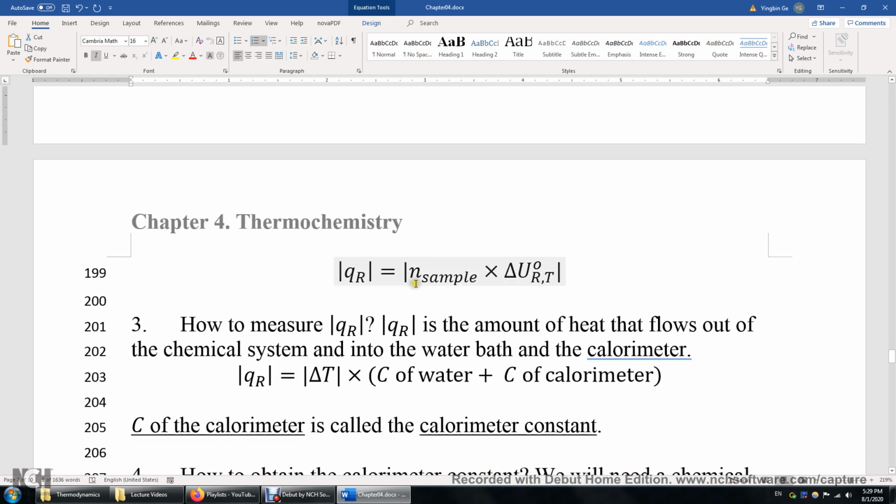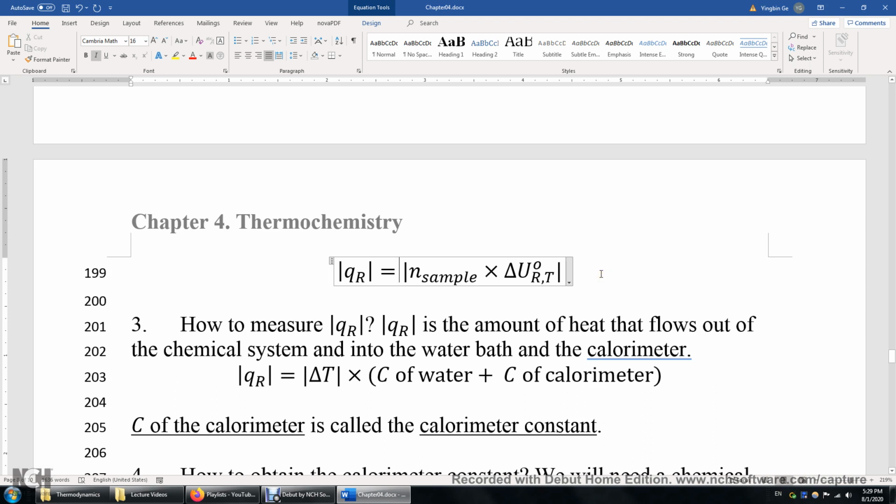The reaction heat is the number of moles of the samples times delta U. Therefore, delta U is simply heat divided by the number of moles of the samples. I put these vertical bars here. They are the absolute values. This is because it's a little tricky here.